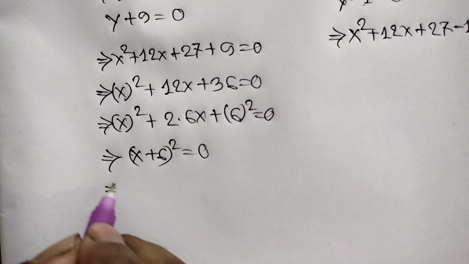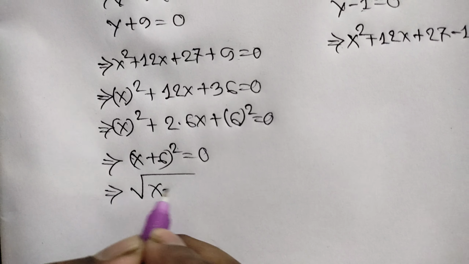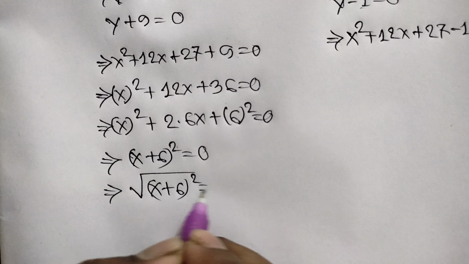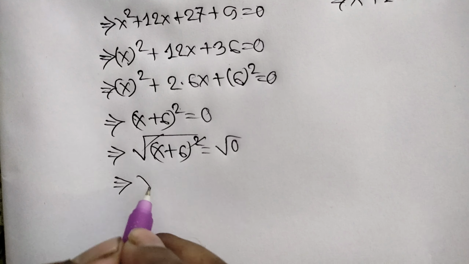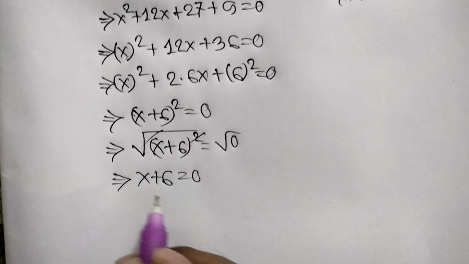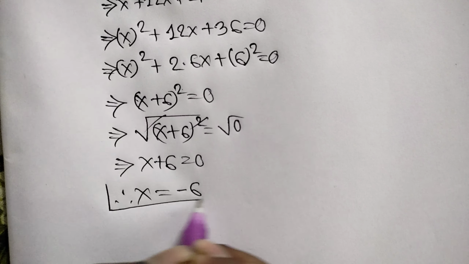Now taking square root on both sides, we can write the square root of (x plus 6) whole square is equal to the square root of 0. This cancels out this, so here we will get x plus 6 is equal to 0. So finally we will get the value of x is equal to negative 6.